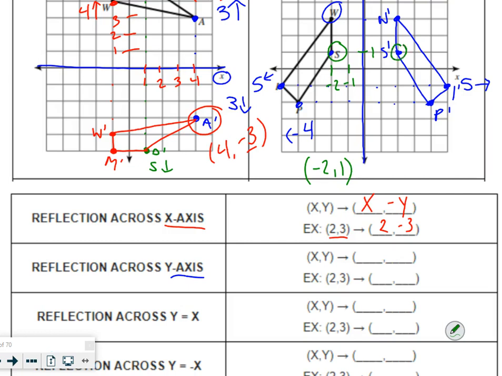For S prime, though, instead of it being a negative 2 for the x value, it's a positive 2 and then a positive 1. So the x value changes to the opposite, so it's negated, and then y is the same. So for example, 2, 3, it would become negative 2, and 3 would stay the same.